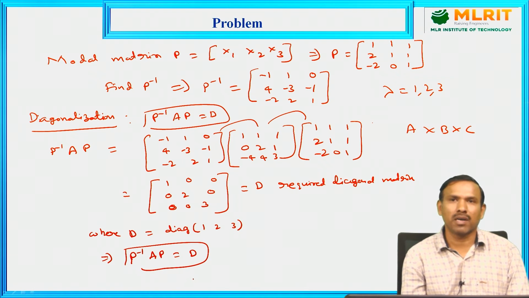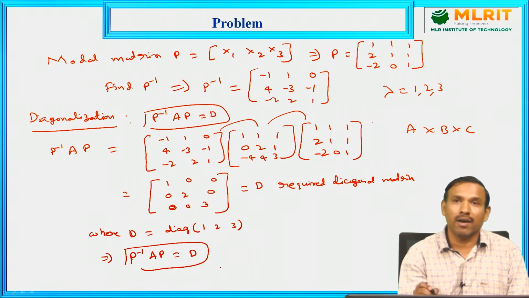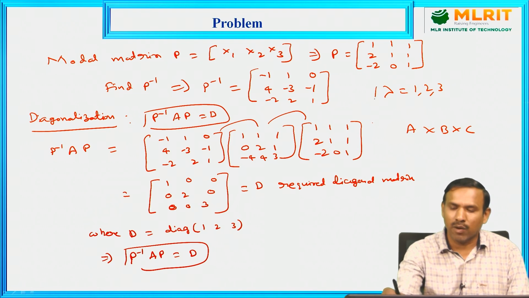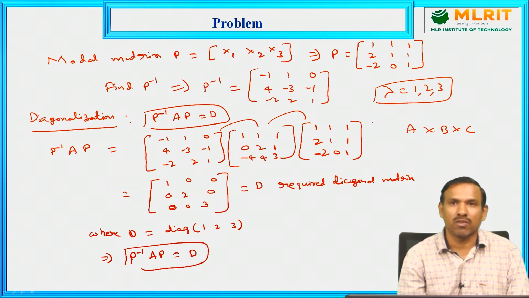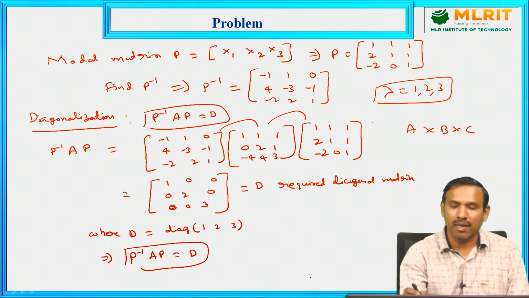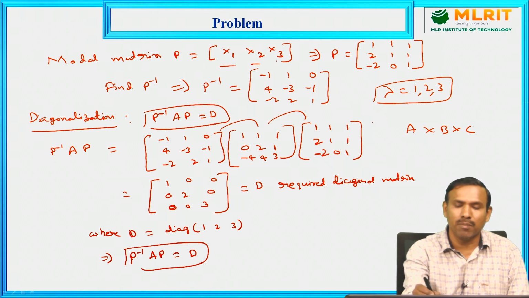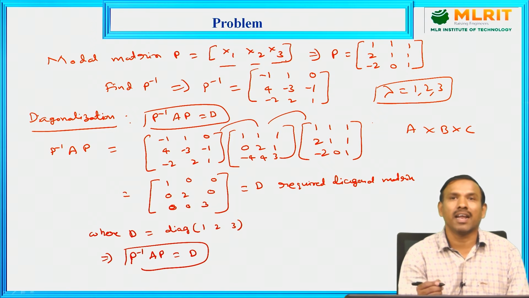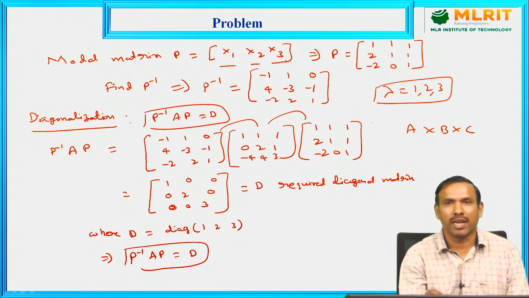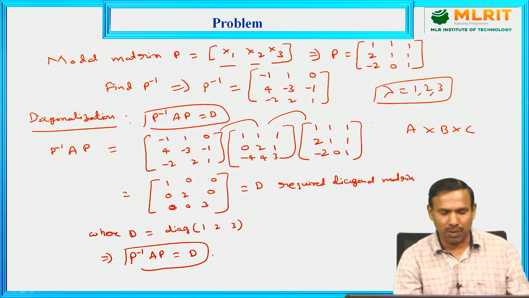So the major part of the diagonalization is finding eigenvalues and eigenvectors. Again, we need to verify whether the three eigenvectors are linearly independent or not. For this problem, the eigenvalues are distinct, so there is no problem. Since these three are distinct, automatically the three eigenvectors determined will be linearly independent. So diagonalization is possible, right. So P inverse AP is equal to D.